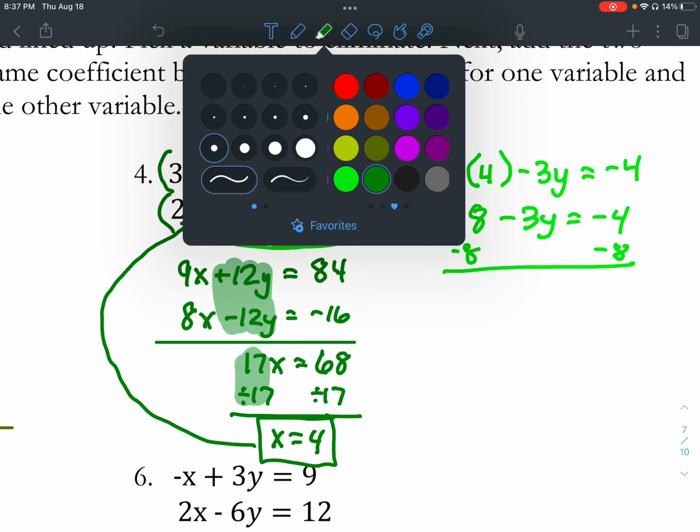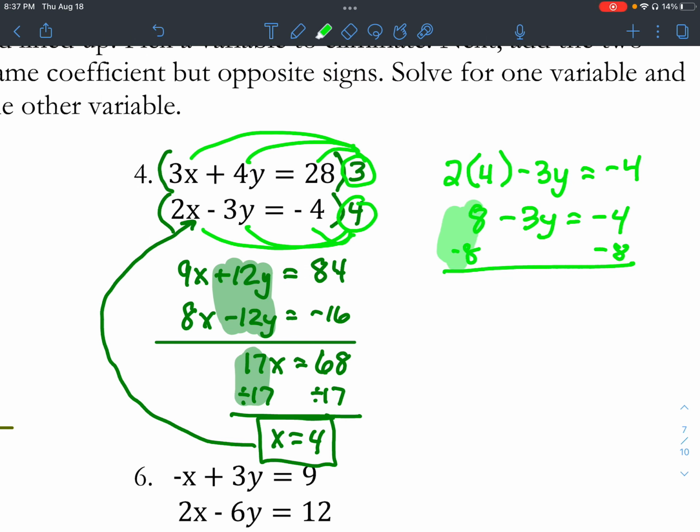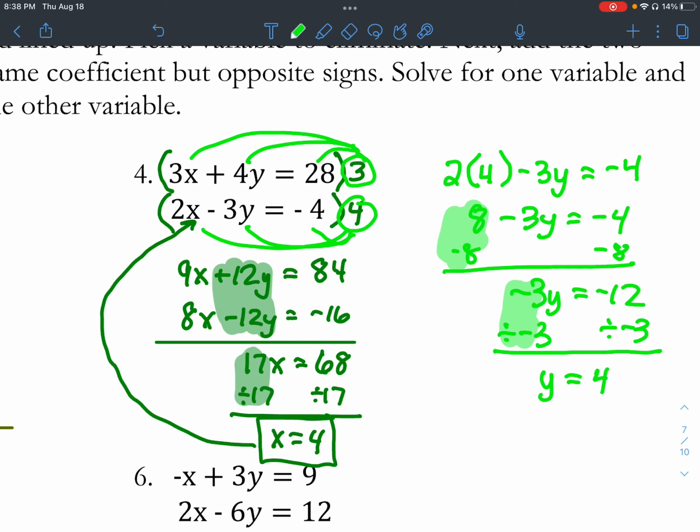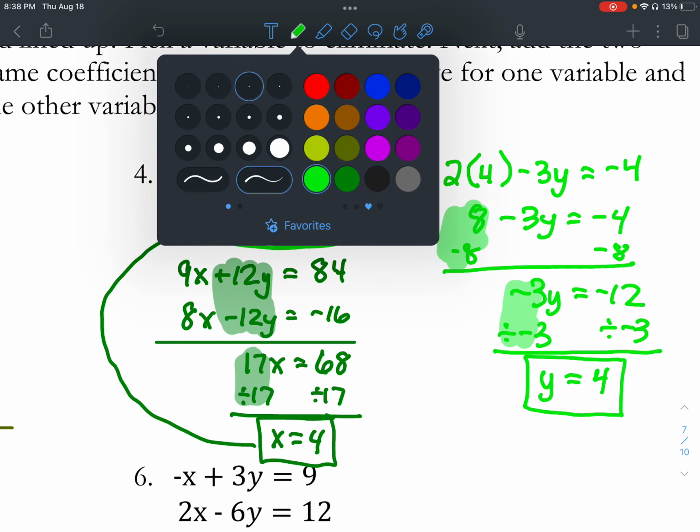Once I do that, goodbye. And finally, ladies and gentlemen, after doing a little bit of algebra, we find out that my y value was actually supposed to be 4 as well. Write those two as a coordinate point, and ladies and gentlemen, you've got yourself a final answer.